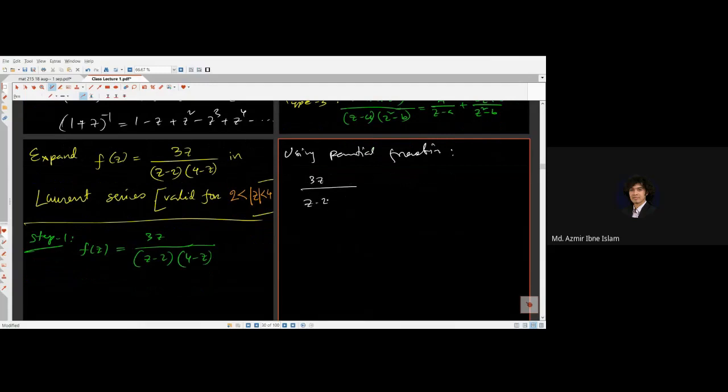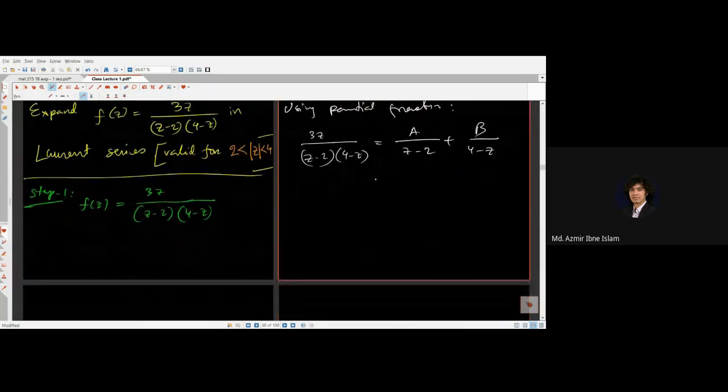3z over (z - 2)(4 - z) equals A over (z - 2) plus B over (4 - z). Now our target is to find A and B so that we can decompose this one. For this, the next step is to multiply both sides by the term in the left side denominator, which is (z - 2)(4 - z).